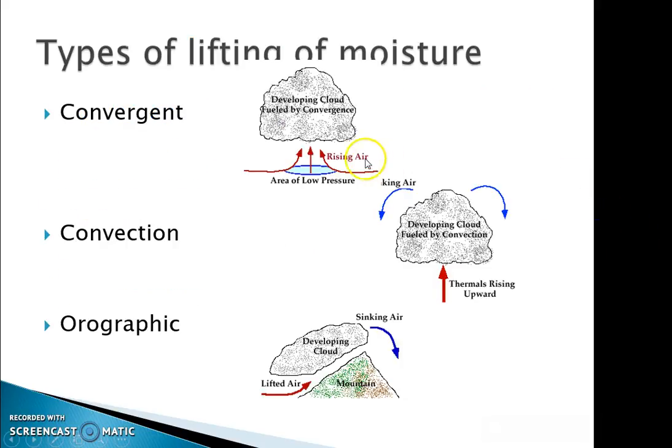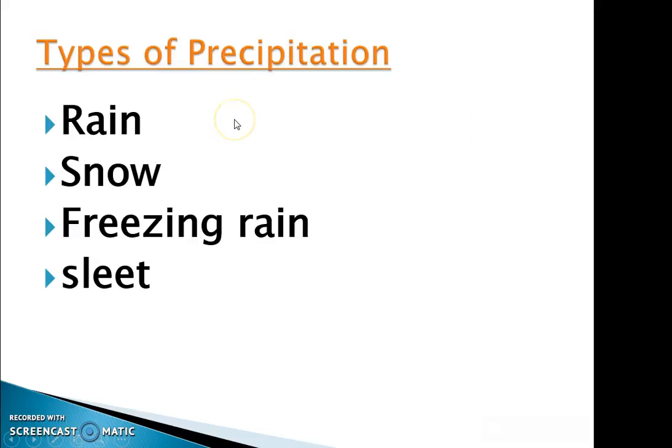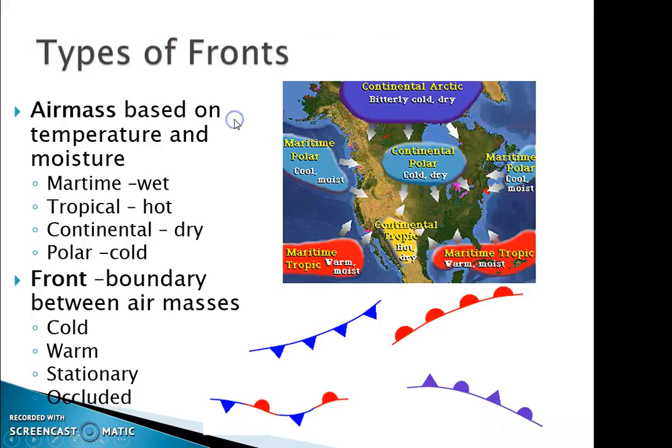Okay. Types of lifting, you've got convergent, you've got convection, you've got orographic. You may not see this so much on the SOL, except that as the clouds get lifted over the mountains, they end up dropping a lot of their moisture, because as they get lifted, that moisture cools, and so you get a lot of rain on that side of the mountain. Okay, types of precipitation, you know these, you've studied them forever.